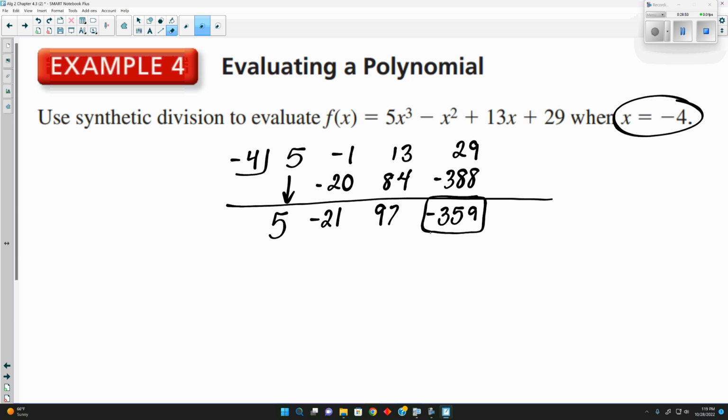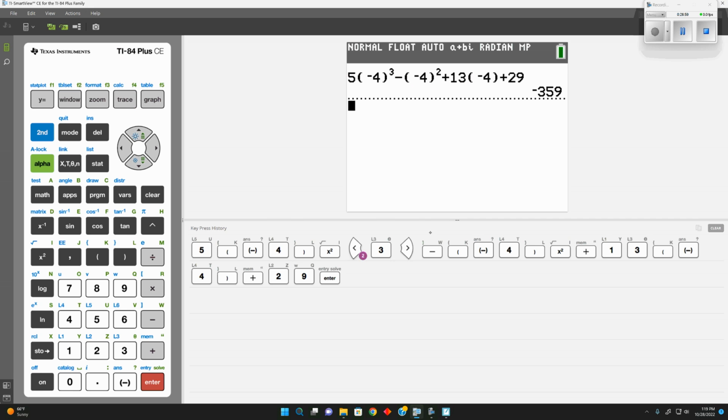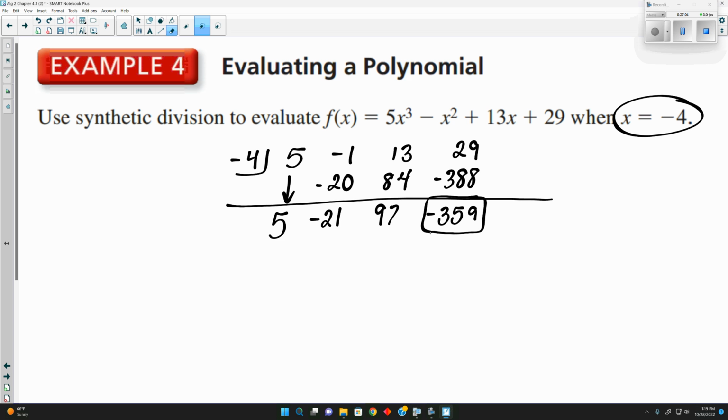Why does that number seem familiar? So when we evaluated it in the calculator, we found that the value is -359. It works out that the remainder is the same thing we can evaluate it with. So we can use synthetic division to find out what the value would be also. Yes.